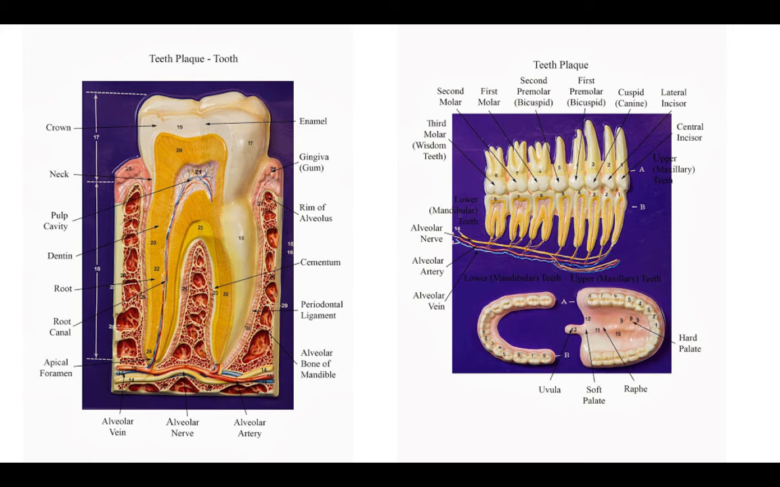And each tooth is going to consist of two main areas. You're going to have the crown, which is going to be above the gum line, and then you're going to have the root, which is going to be below the gum line. So there's all the root. And the root of the tooth is going to be embedded in what we call the alveolar process, or the alveolar socket of either the mandible or the maxilla. So this area here is called the alveolar process of the bone, the actual bone.